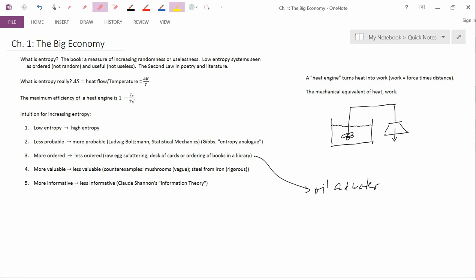And finally, number five here, more informative to less informative. Now, this should strike you as being even more bizarre than the other things we've talked about, because we haven't talked about information. Claude Shannon, around the 1940s, came up with something called information theory. And information theory has nothing to do with physical entropy. Nothing at all.